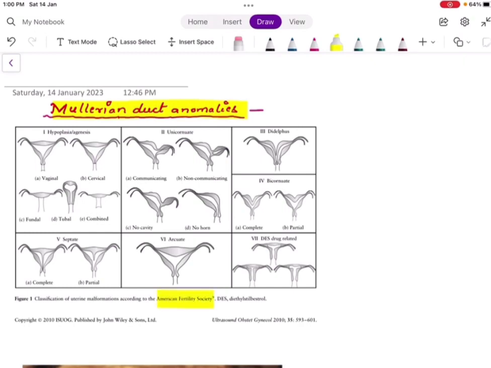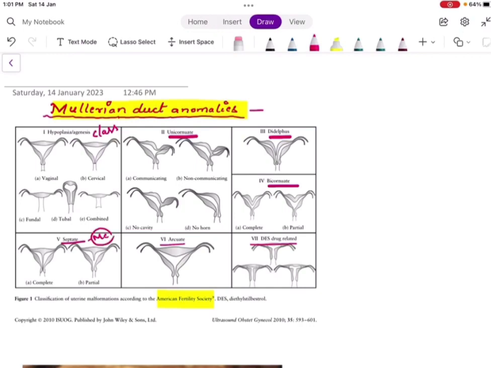Actually, this society classified the uterine malformations into 7 classes. Class 1 was hypoplasia or agenesis, class 2 was unicornuate, class 3 was didelphys, 4 was bicornuate, 5 was septate, 6 was arcuate, and 7 was drug related. Remember, septate is the most common Mullerian duct anomaly.